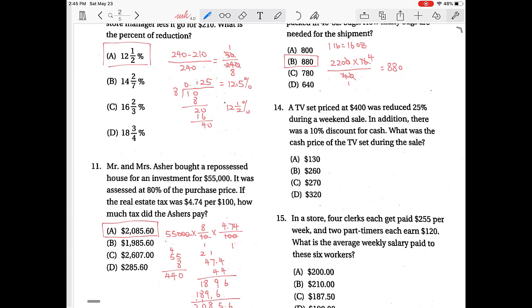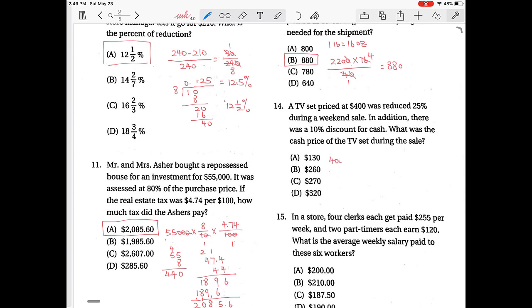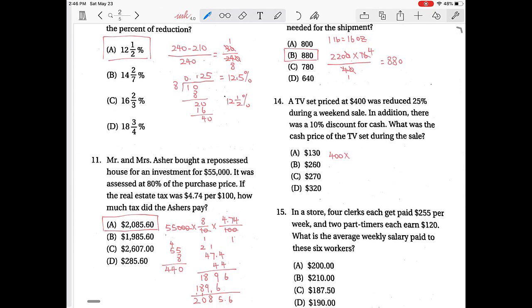Number 14, a TV set priced at $400 was reduced 25% during a weekend sale. In addition, there was a 10% discount for cash. What was the cash price for TV set during the sale? So first we're going to multiply 400 by 1 minus 25%, which is 75%, 75 over 100. And we know on top of that we have another 10% discount. So multiply that by 1 minus 10%, which is 90%. I'm going to write it as 9 over 10.